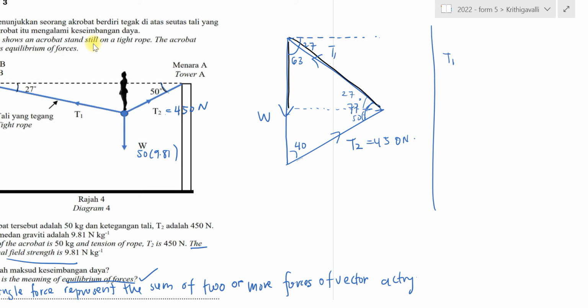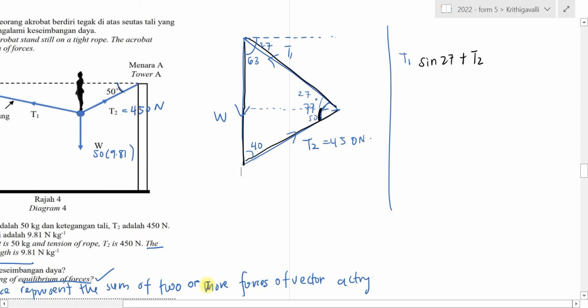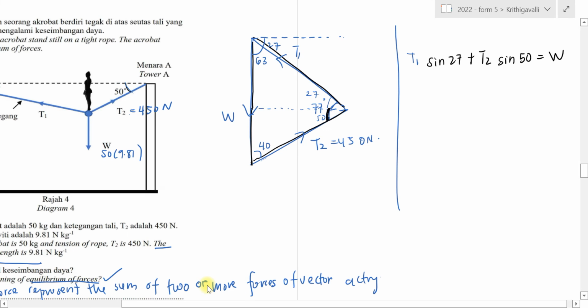some portion of the W. Okay, T1 sine 27 plus T2 sine 50, use this angle. Okay, T2 sine 50. Wait, where's my arrow? Okay, T1 sine 27, T2 sine 50 equal to W. Okay, right. This is the general. Okay, now you substitute the correct one.